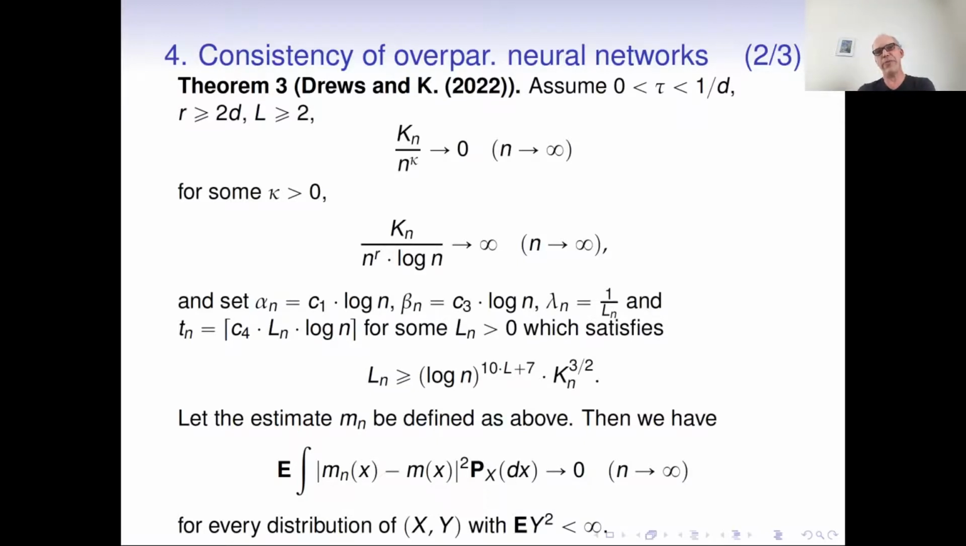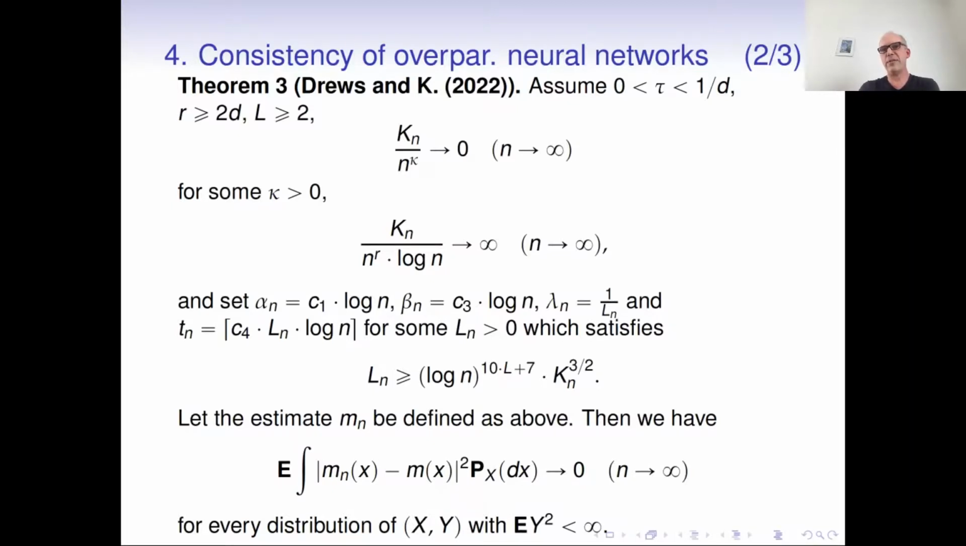Assume R, the width of the neural network which you compute in parallel, is at least 2d. L is at least 2; 2 is sufficient, but it could be arbitrarily large. K_n goes to infinity slower than some polynomial, so K_n divided by n^kappa goes to 0 for n tending to infinity for some large kappa greater than 0. And K_n goes to infinity quicker than n^r times log n. Observe R is at least 2d, so K_n will be larger than n^2d. So indeed, you have an overparameterized neural network.